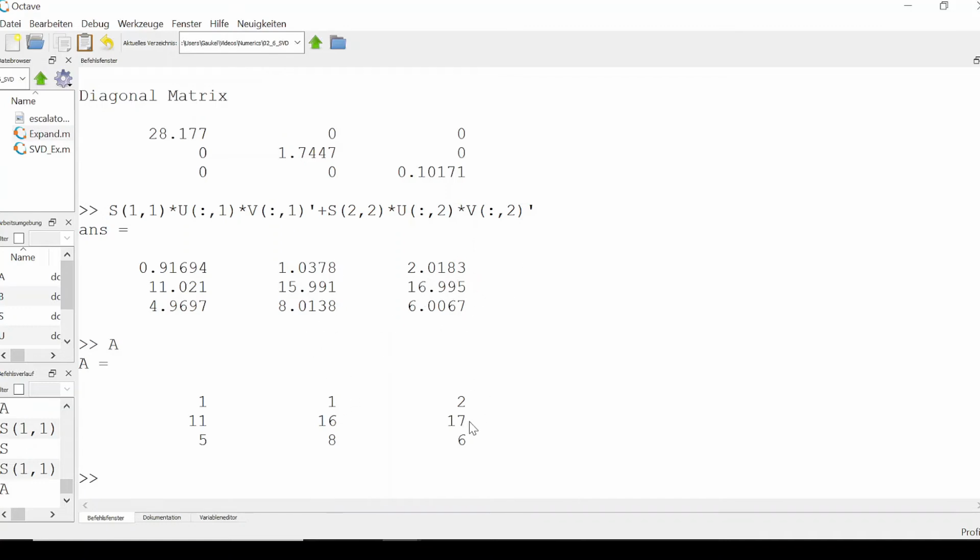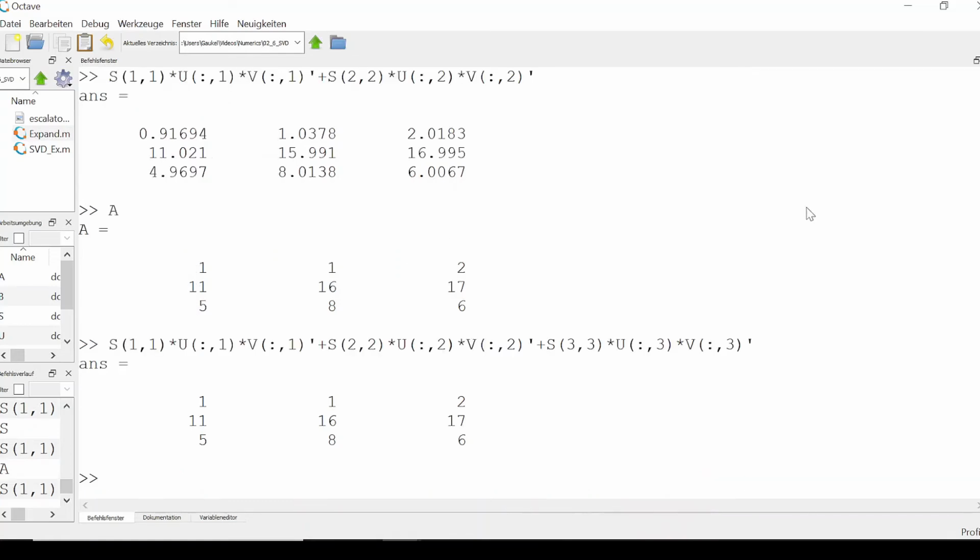Very slight differences. Why is that so close? Because we have the third singular value to be only 0.12, so more or less 30 times smaller compared to 0.1. So most of the information of A is included in that sum. And if we take the third part, then we are completely identical to A.